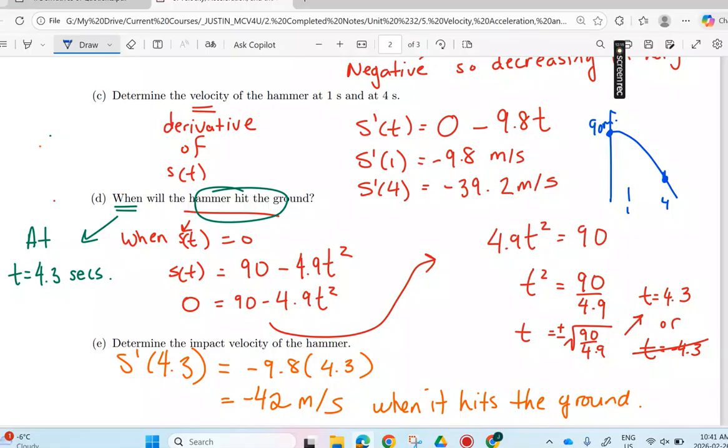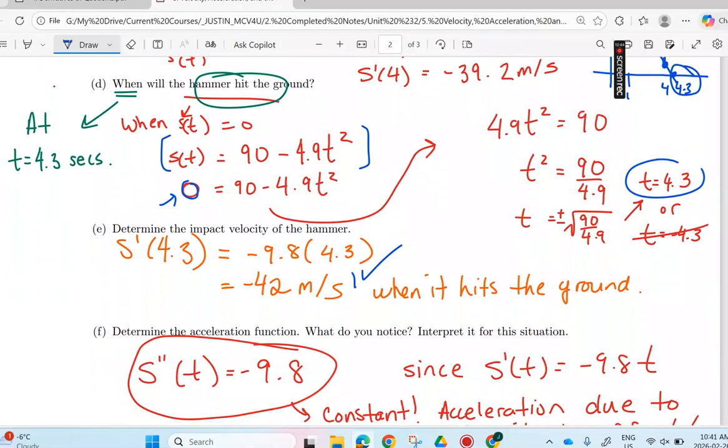When will the hammer hit the ground? So I just took the original function, plugged in 0 for height, so a height of 0, and solved for t. So it's saying at 4.3 seconds, it's going to hit the ground. E, determine the impact velocity of the hammer. What's the speed when it hits the ground? You just plug in 4.3 into the first derivative to get negative 42 meters per second.